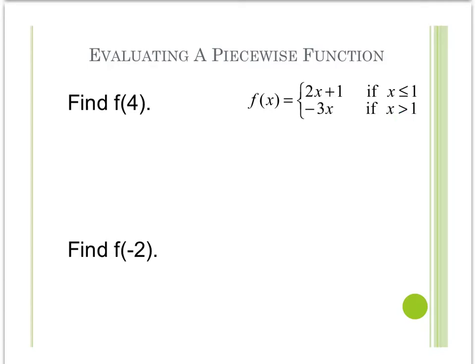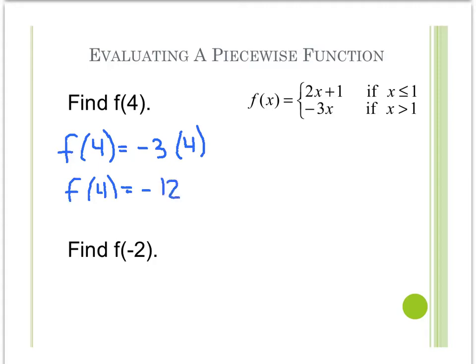Therefore, f of 4 is going to exist on this line here, negative 3x. So I'm going to plug in 4 into that part of the function rule. Therefore, f of 4 is going to be negative 12. So that means that the coordinate point 4, negative 12 exists on this graph, and it's going to exist on this part of the line, negative 3x.